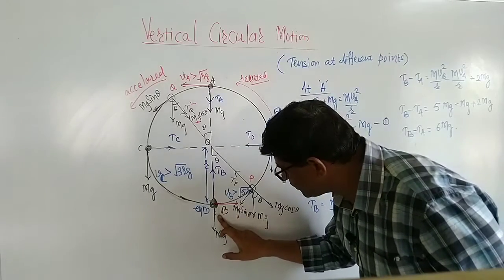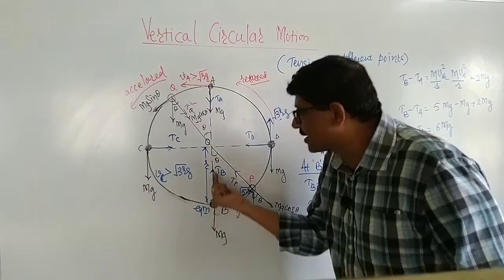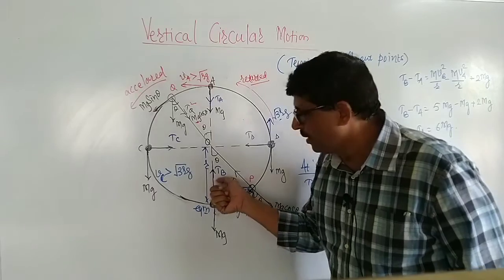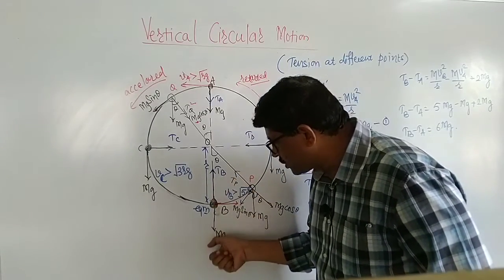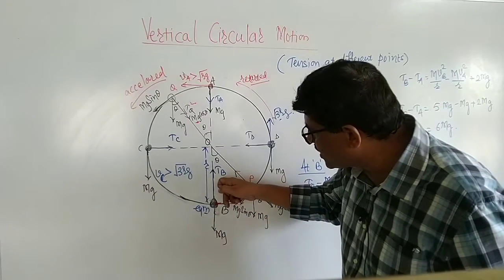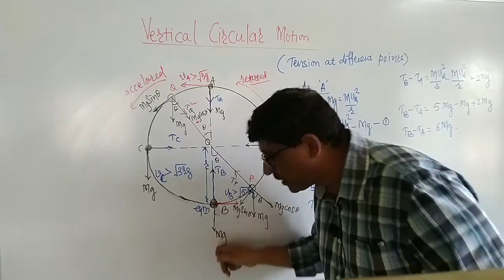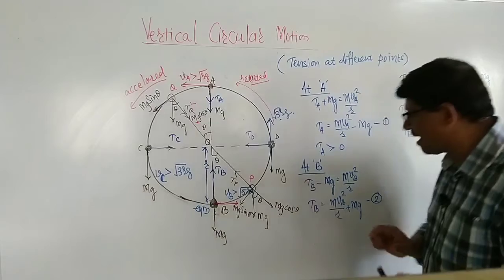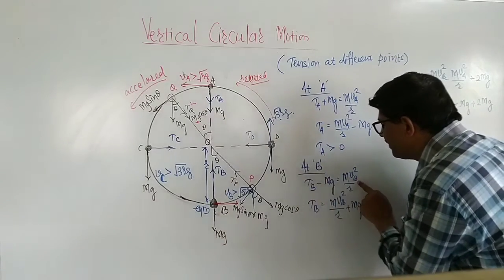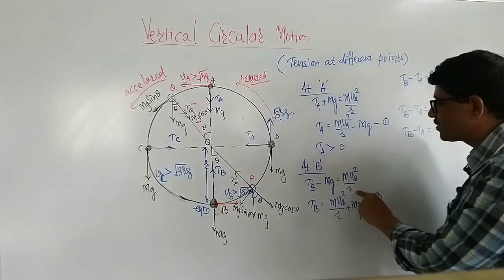At the bottom, the weight is vertically downward. Tension in the string is along the string towards the point of suspension. It is represented by TB. Here, tension is upward and weight is downward. Both are on the same line. Tension provides the required centripetal force. Obviously, this tension at B should be greater than mg. And hence, I will write T minus mg. What is the resultant? That will provide the required centripetal force at B, m vb square by r.